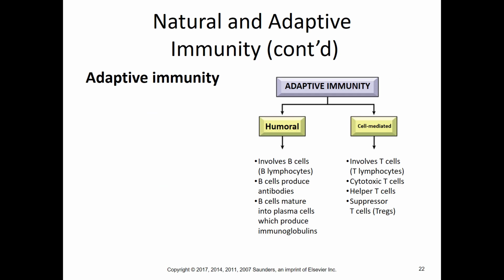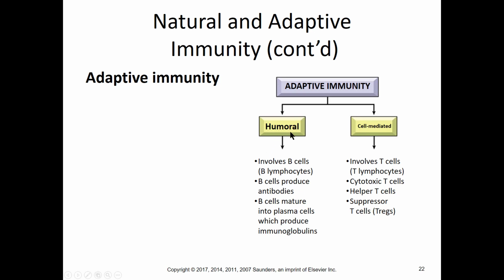So when we talk about adaptive immunity, on the other hand, we divide it into two: either cell-mediated immunity or humoral immunity. The cell-mediated involves the T cells or T lymphocytes. Remember we discussed the T lymphocytes are in the inner periphery of the lymph node. We have cytotoxic T cells, helper T cells, and suppressor T cells, which are Tregs.